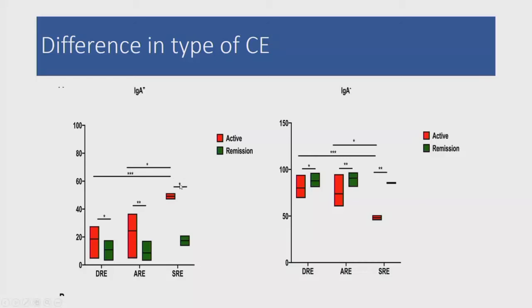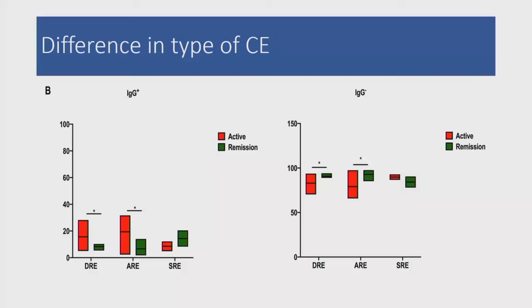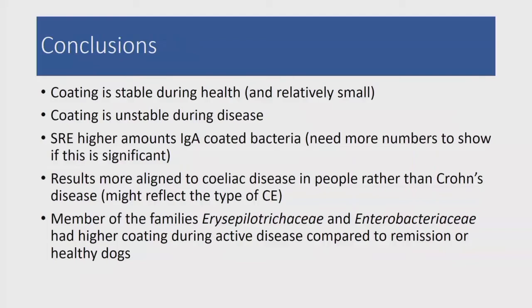And there was fairly no difference with the IgG coating. When we looked at the difference in the bacteria, we did find that the Enterobacteriaceae and had higher coatings during active disease compared to remission or healthy dogs.